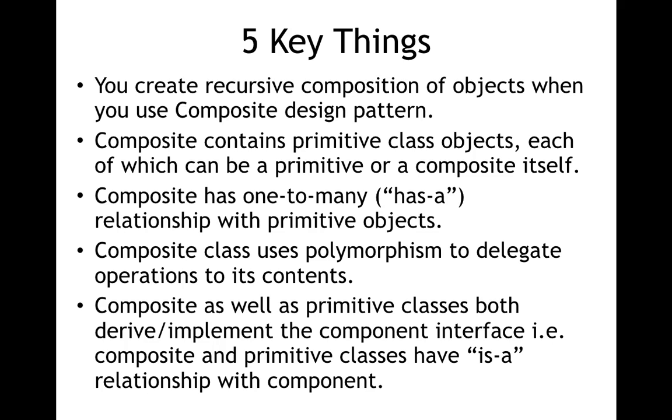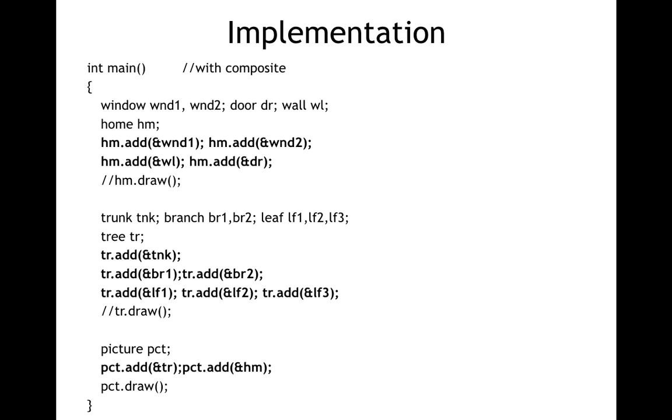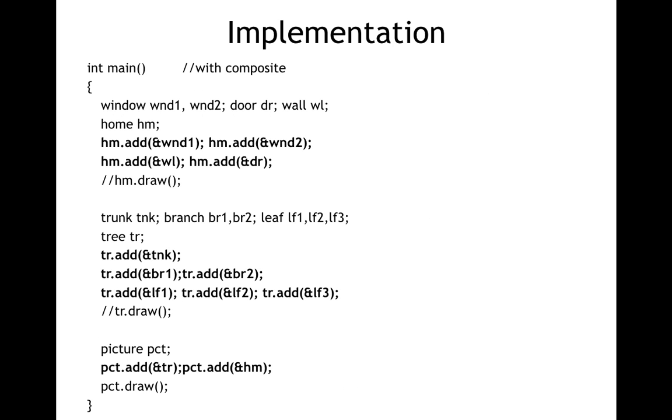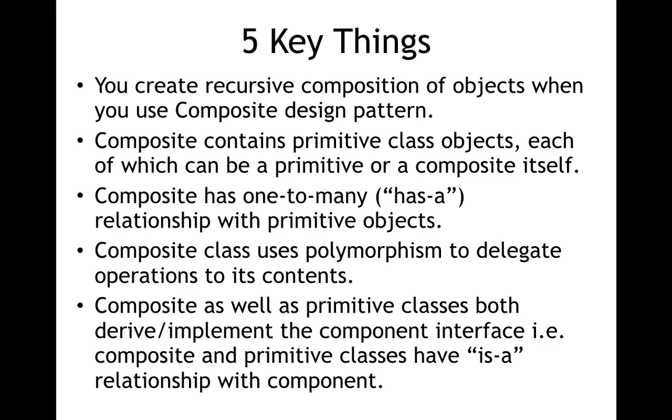The other important thing is composite has a one-to-many relationship with primitive objects. A home can have many walls, many windows. Similarly, a tree can have many branches, many leaves, and so on. Similarly, in your picture you can have two homes, multiple trees, and so on. So composite has a one-to-many relationship with its primitive objects. Similarly, the composite class uses polymorphism to delegate operations to its contents. Here we saw that in picture's draw, it calls draw on home as well as tree. That's how it uses polymorphism to delegate operations.